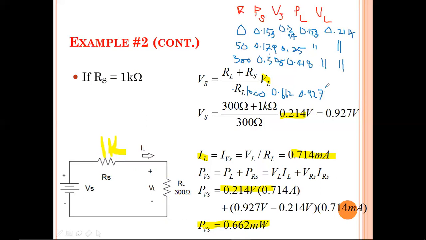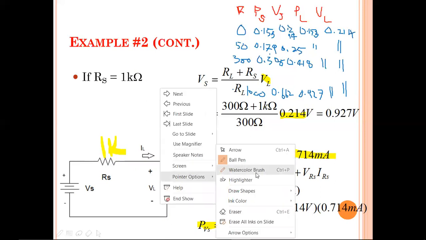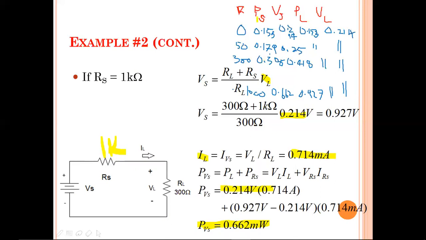Then PL is constant, which is again multiplied with the VL and IL, constant, right? Then VL is also constant. Hence, if you observe, let me add my marker. If you observe this table, please observe this table. You should note down a few points.